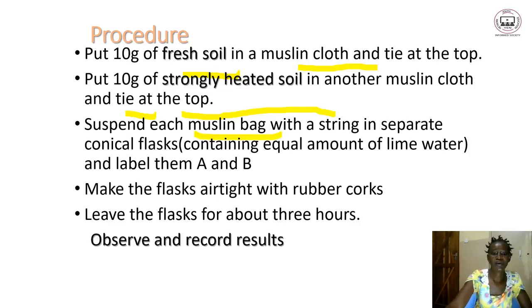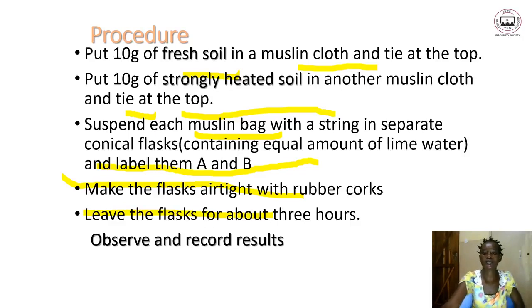Then another step is you suspend each muslin bag with a string. Definitely we're going to tie that string to each muslin bag. So you suspend each muslin bag with a string in a separate conical flask. And each conical flask should contain an equal amount of lime water. If it is 20 cubic centimeters, it means both conical flasks would have the same 20 cubic centimeters.